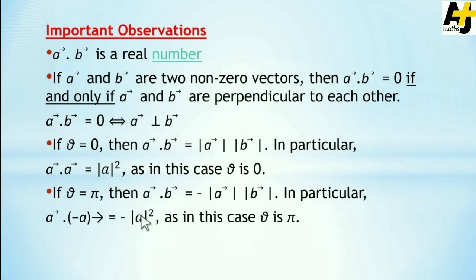If theta is equal to 180, what will happen? Then a dot b equal to minus magnitude a magnitude b, because cos 180, that is cos pi, equal to minus 1. So by putting the value we will get a dot b equal to minus magnitude of a magnitude of b. In particular, if both the vectors are the same, like a dot a, then it becomes minus |a| squared, as in this case theta is again 180.